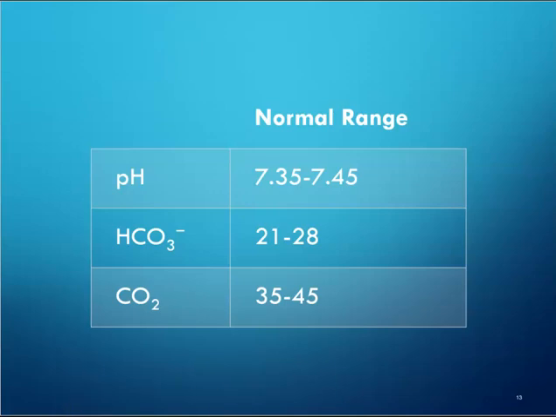So normal ranges again, pH 7.35 to 7.45. This side is where you're going to be acidotic, lower than 7.35. Higher than 7.45 is alkalotic. Then we have our bicarb, 21 to 28. CO2, 35 to 45. And this value right here, that 35 to 45, matches up with the numbers here. Makes it a little bit easier to remember that one.